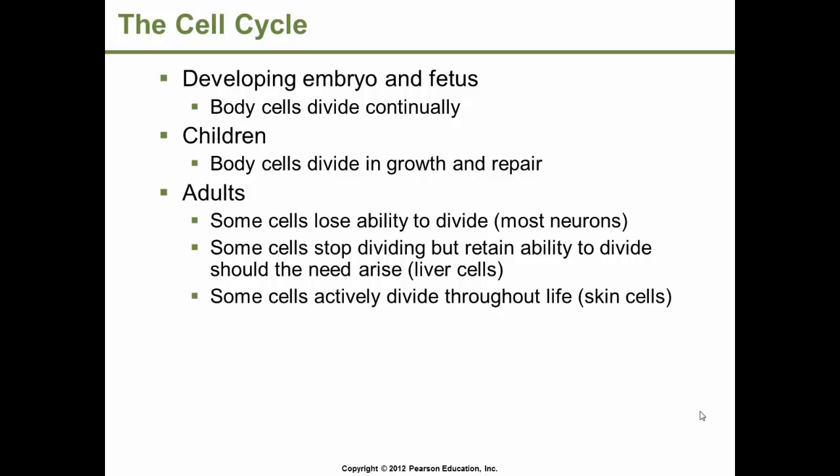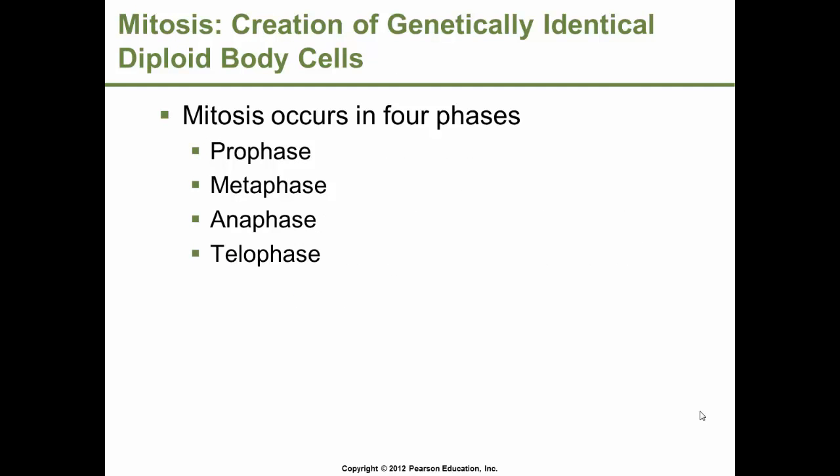Some cells, such as liver cells, cease to divide but maintain the ability to undergo cell division in the adult should the need for tissue repair and replacement arise. In adults, our skin undergoes cell division continuously. Mitosis has four phases: prophase, metaphase, anaphase, and telophase.